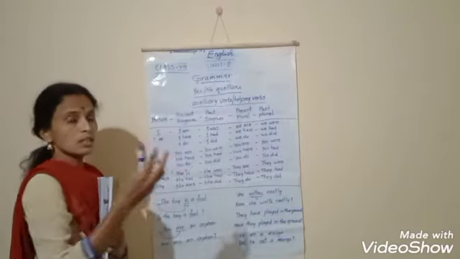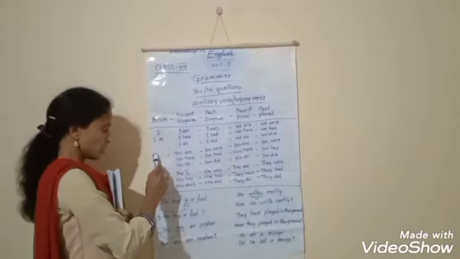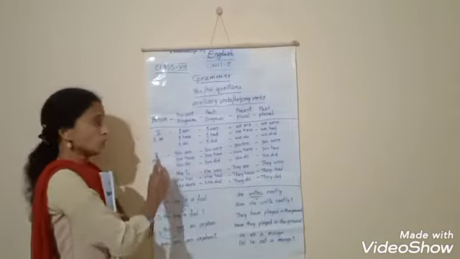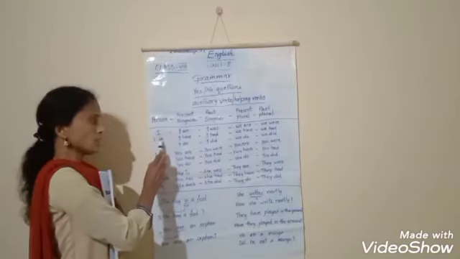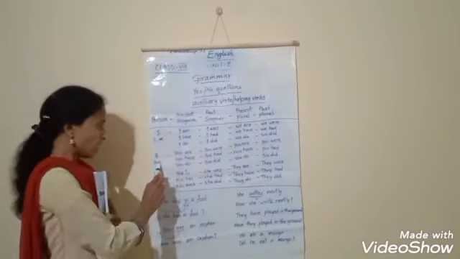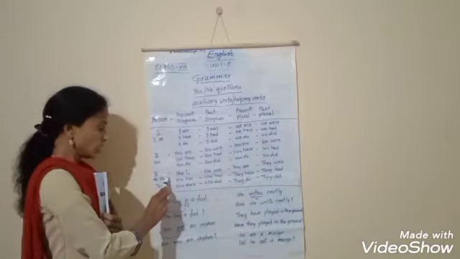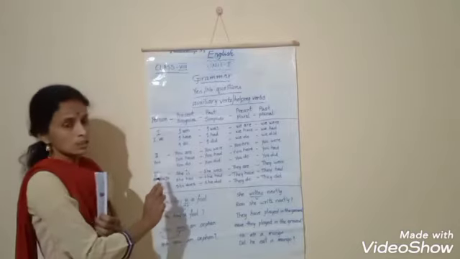So here in English, we have three persons. They are first person, second person and third person. So what is first person? I and we will come under first person, and you will come under second person, and he, she, it and they will come under third person.